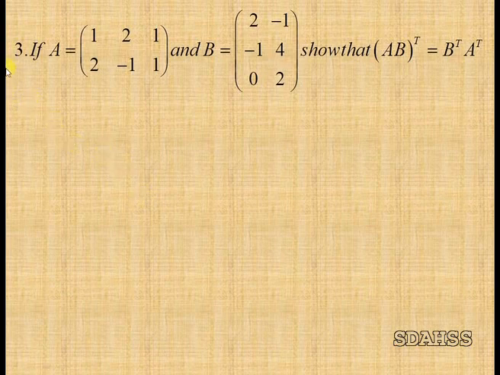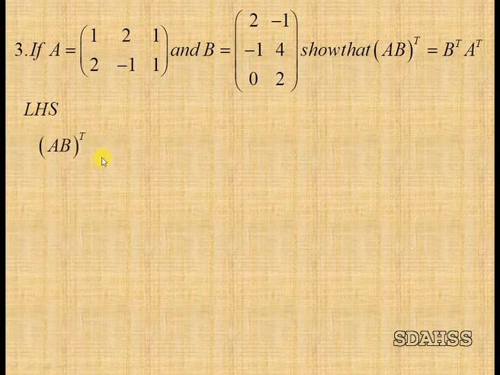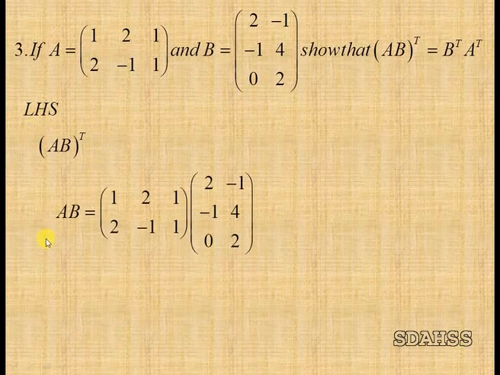Third sum. If A is equal to [1 2 1; 2 -1 1] and B is equal to [2 -1; 1 4; 0 2], show that AB whole transpose is equal to B transpose into A transpose. First you find the LHS, AB whole transpose. AB is equal to [1 2 1; 2 -1 1] times [2 -1; 1 4; 0 2]. First you multiply A and B.